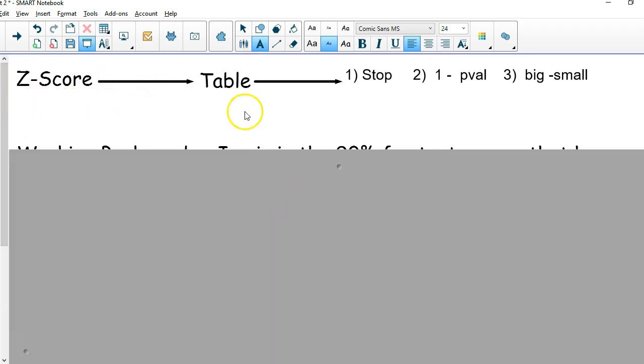You get a z-score, you go to the table, you stop if it just says what proportion are less than or any kind of less than. You do 1 minus the p-value if you see a greater than. You do big minus small if they're asking the proportion of people between.